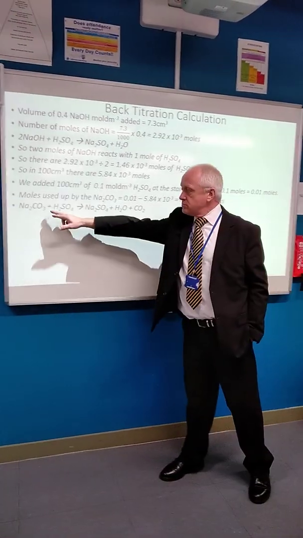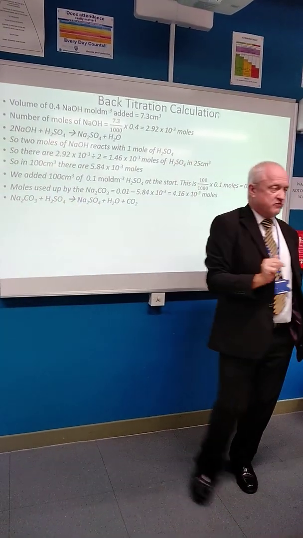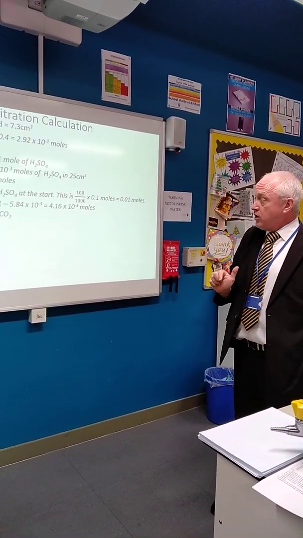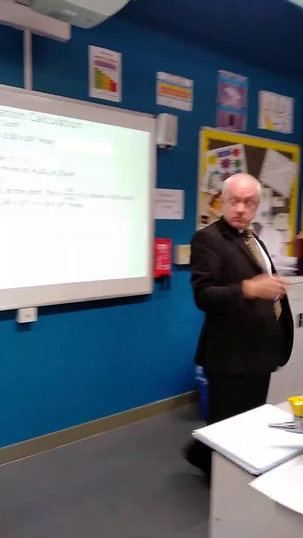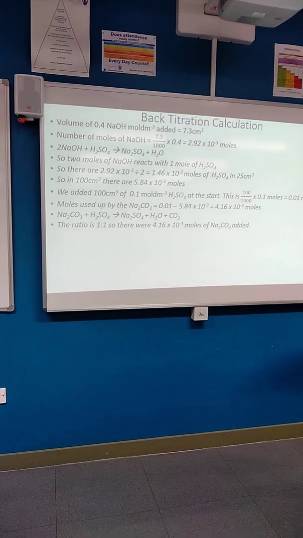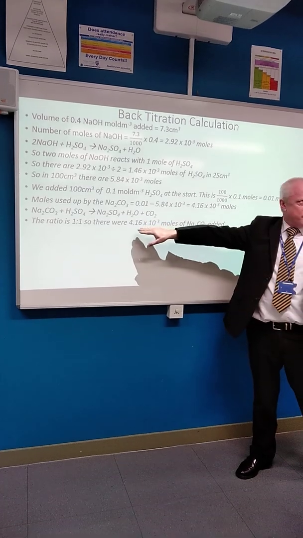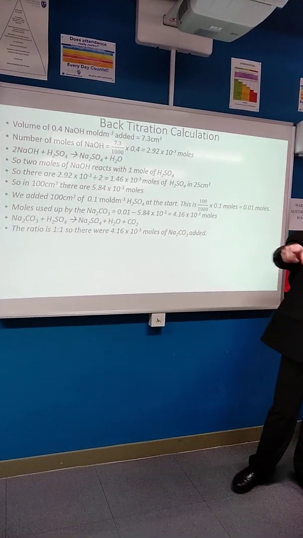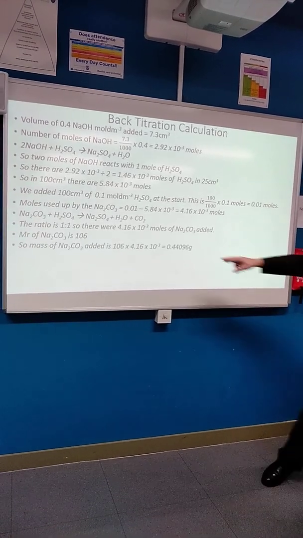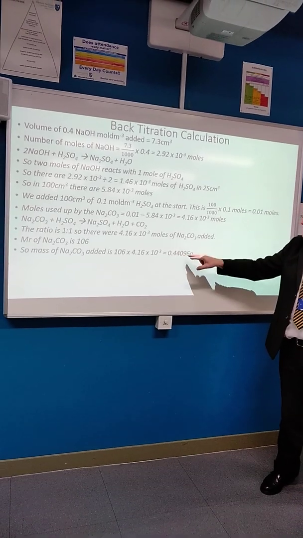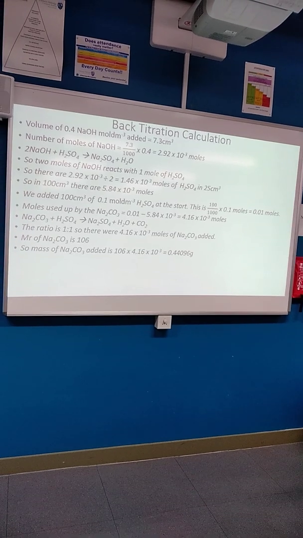The ratio is 1-to-1. 1 mole of sodium carbonate reacts with 1 mole of sulfuric acid. So therefore, we must have had this many moles of sodium carbonate added in. So it's a 1-to-1 ratio, so I must have added that many moles of sodium carbonate. Well, if I know the number of moles of sodium carbonate, I then use the MR, which is 106. I multiply the two together, and I get 0.44096 grams of sodium carbonate.